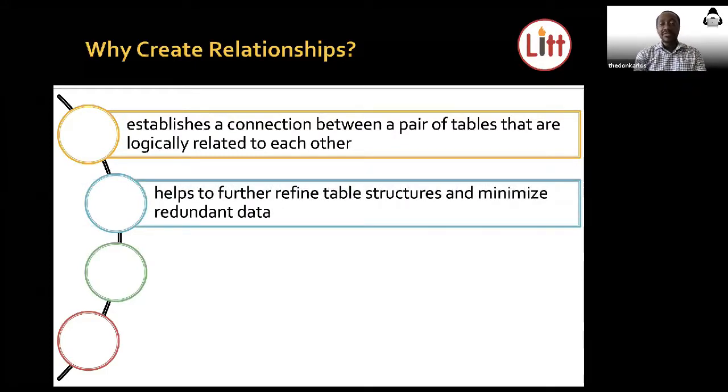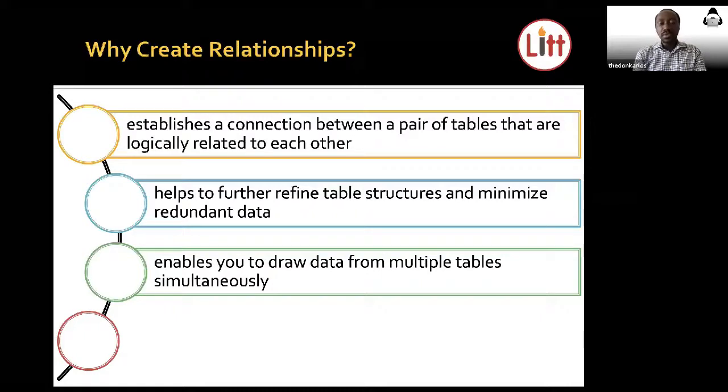It helps to further refine the table structures and minimize redundant data. A lot of the times you'd realize that we store data and some of the data values become redundant. We keep repeating the same thing. Let's take an employee data set and the department column in the data set. Assuming there are maybe 50 people in a research department, you'd realize that under the department column, you keep on repeating research, and it creates redundancy in the data. Redundancy would waste a lot of storage space on your hard disk. So we try to eliminate this redundancy by creating relationships.